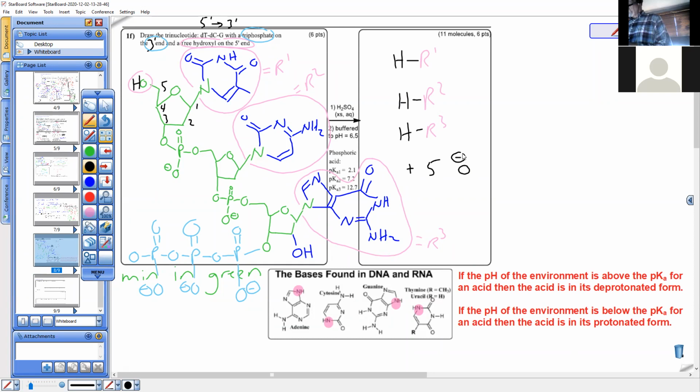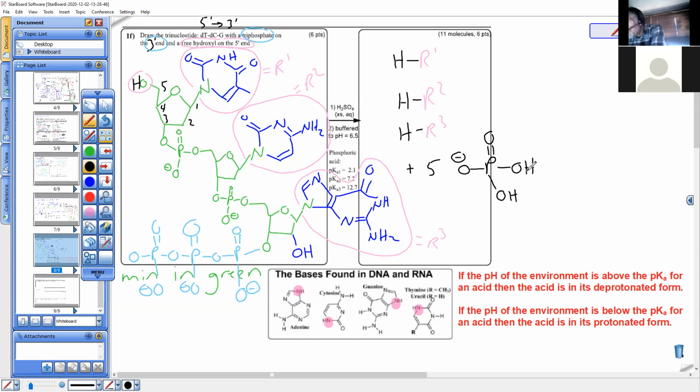Only the first H is missing at pH 6.5. The numbers tell us that. 6.5 is below the pKa for the second H, and of course for the third H. But 6.5 is above the first pKa, so it loses its H based on this statement here. pH of the environment is above the pKa for an acid, the 2.1 acid. It's below the pKa2 acid, which is this one or this one, and it's below the 12.7, which is this one or this one, you decide.